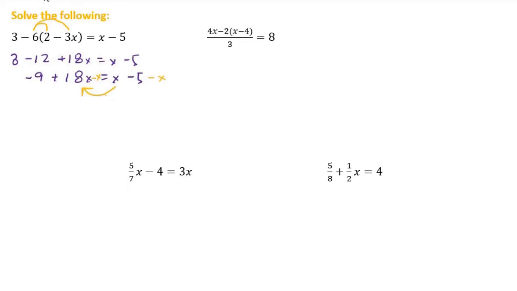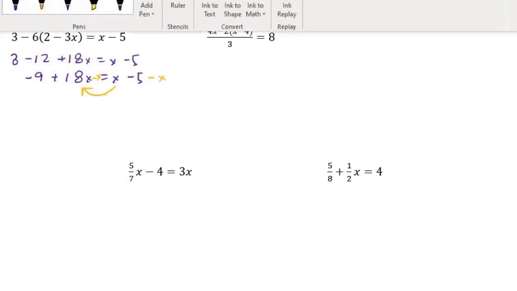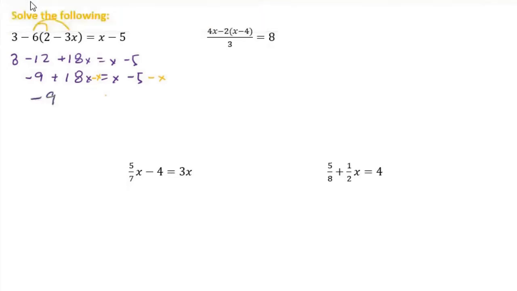The notation you use for this isn't nearly as important as writing down the correct solution. So my next line is going to have a -9 plus 17x is equal to, well, x minus x is 0, is equal to -5. And many of you may have moved that -9 from the left-hand side to the right-hand side in that same step. And you're welcome to skip many of these steps here.